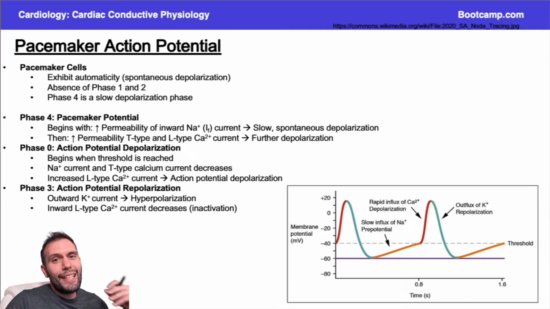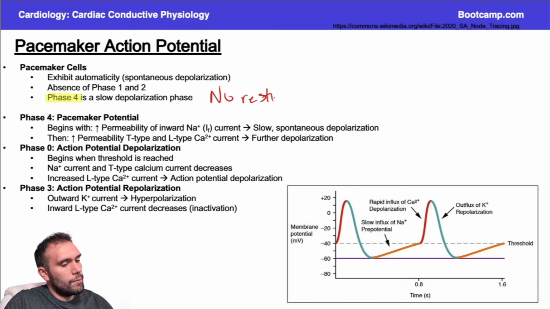The thing that really characterizes these pacemaker cells is the fact that they don't have any true resting potential. Briefly, for some time, we reach a low in terms of our membrane potential, but it's not resting at that level. The membrane potential is constantly changing. So that's one of the big things to remember here: phase 4 of this cycle doesn't really have a resting potential. So there's no true resting potential in the pacemaker cells.